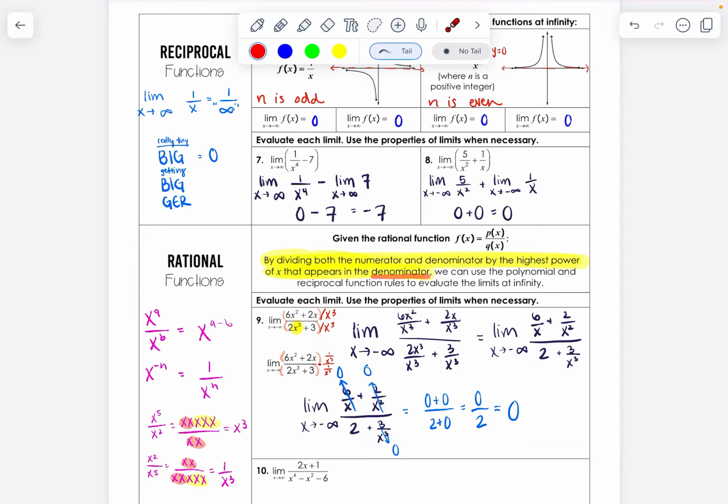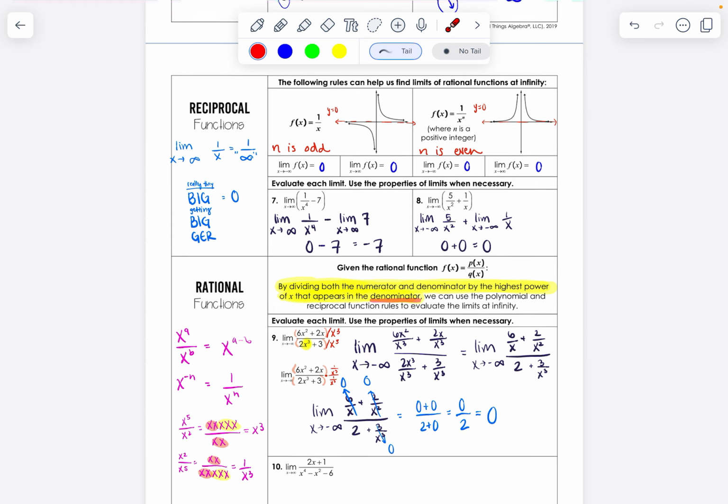Really tiny divided by really big negative is still getting close to 0. So our limit in this situation is 0. Okay, that's the last one for this page. So before moving on and flipping, make sure you have this written down.